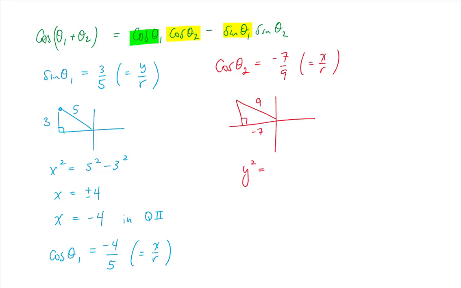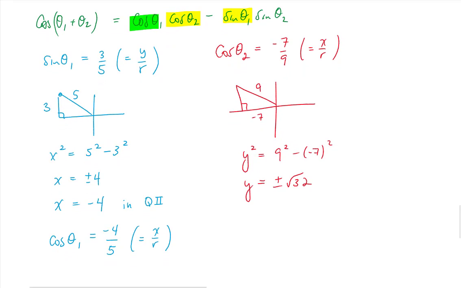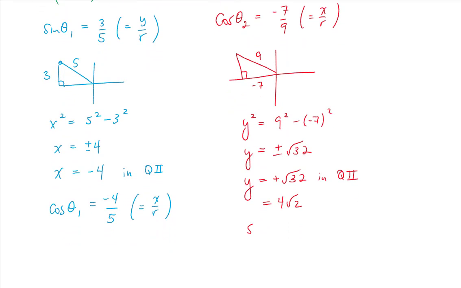So y squared is equal to 9 squared minus negative 7 squared, which gives us that y is equal to the square root of 32. But then we need our plus and minus. In quadrant 2, that means I only need the positive, so y equals positive root 32. Since we are in quadrant number 2, y is positive. And we can reduce that to, since that's root 16 times root 2, 4 root 2. So now we can state the value for sine of theta 2. And sine of theta 2, which is y over r, is 4 root 2 over 9.